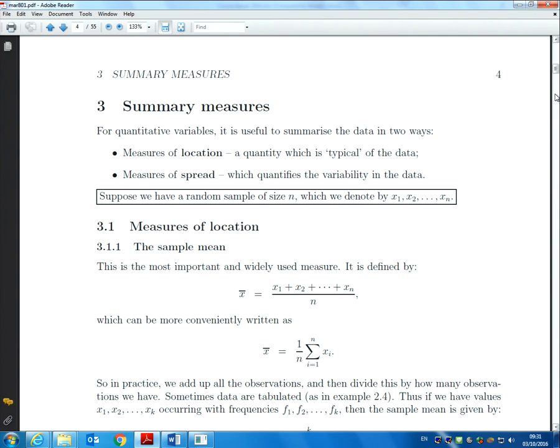Next to spread, you might want to write down the word dispersion. Okay, because I would say that measures of dispersion is a more common phrase than measures of spread. Okay, so dispersion is D-I-S-P-E-R-S-I-O-N. So, measures of location tell us about the size of the values, and measures of dispersion tell us about the spread in the values.